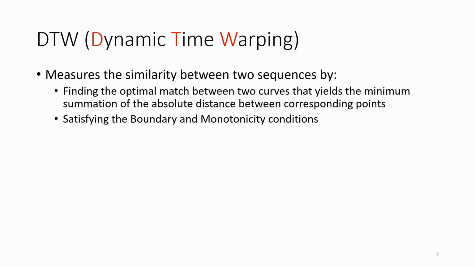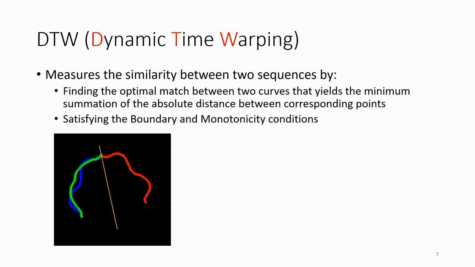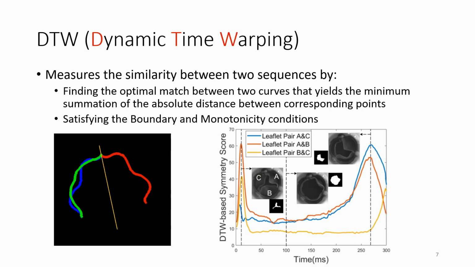Regarding the DTW score, the dynamic time warping method measures the similarity between 2 sequences by finding the optimal match between 2 curves that yields the minimum summation of the absolute distance between corresponding points. We superimpose the 2 leaflet borders by flipping one about the known symmetry axis and compute the DTW score. In this figure, you can see an example of DTW score and how the values are the smallest when the valve is completely open and has a more symmetric shape.